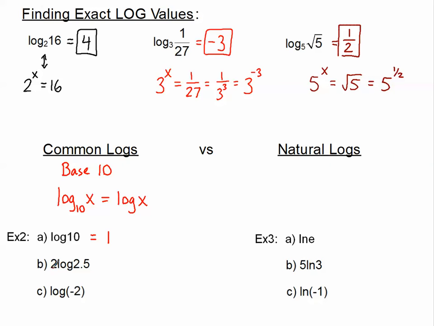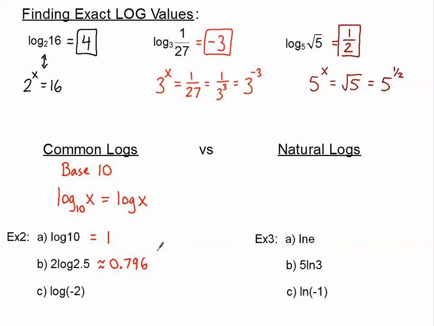If you wanted to plug in to the calculator 2, I have no idea what the log of 2.5 is, but 2 times the log of 2.5, make sure you close the parentheses that the calculator gives you, and give me an approximate, and that is approximately 0.796. Remember, we always go to 3 decimal places unless we're instructed to go farther than that.